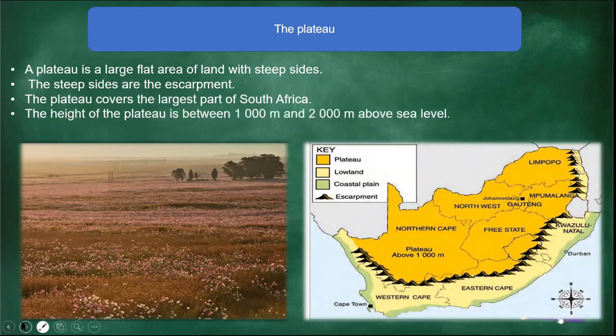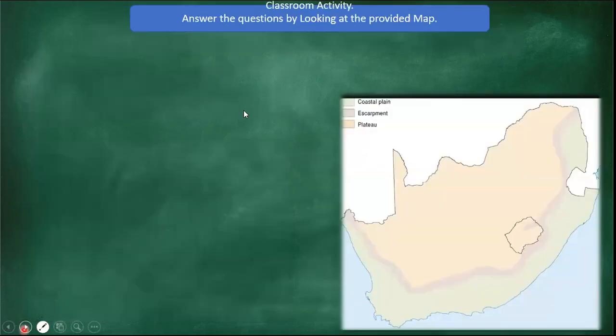The height of the plateau is between 1,000 meters and 2,000 meters above sea level. So from the sea here, are you seeing my pointer? From the sea here, going up to the plateau here, we measure it as 1,000 meters and 2,000 meters above sea level. You should remember that. Did you guys understand? Did you guys get that? Did you understand that?